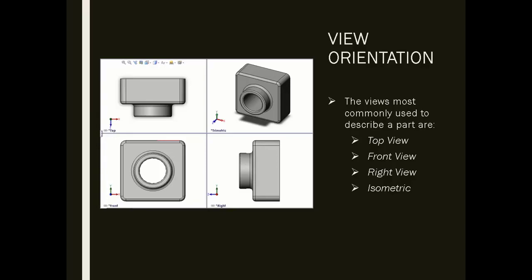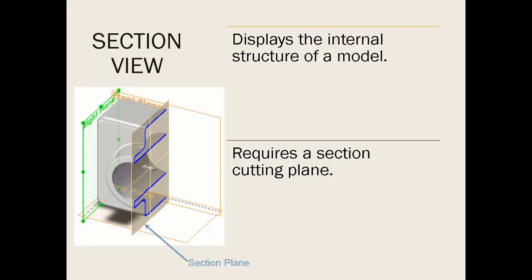The views most commonly used to describe a part are going to be your top view, your front view, right view, and then an isometric view. You can take section views of your part. This helps if you need to display internal structure or mechanisms of your part or model. It does require a section cutting plane.